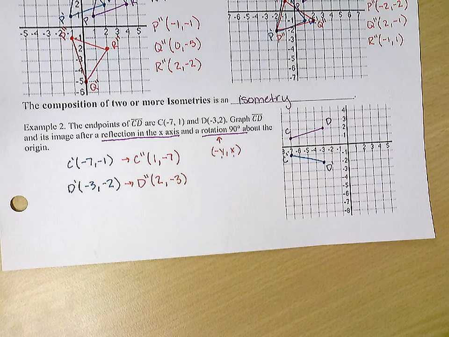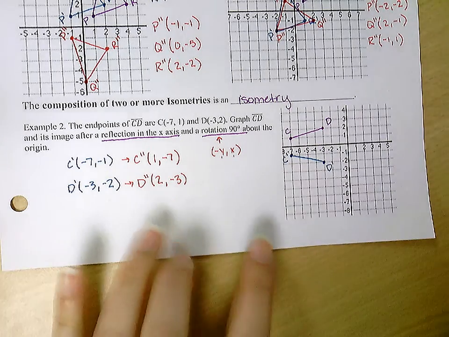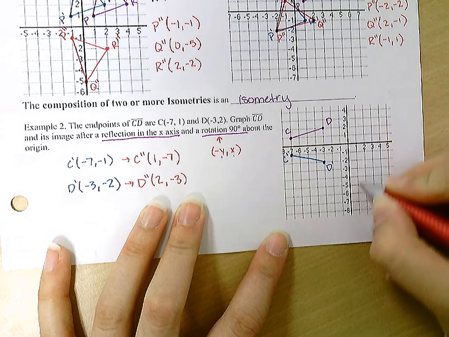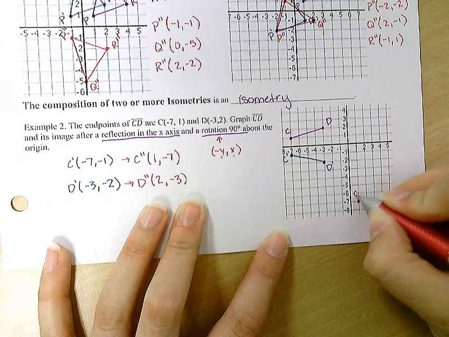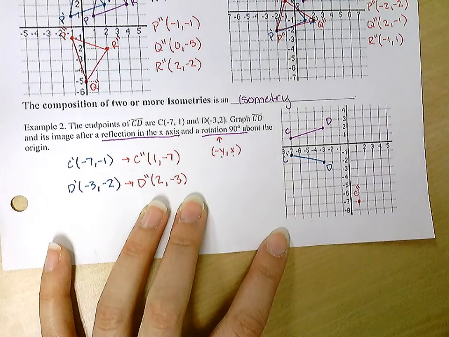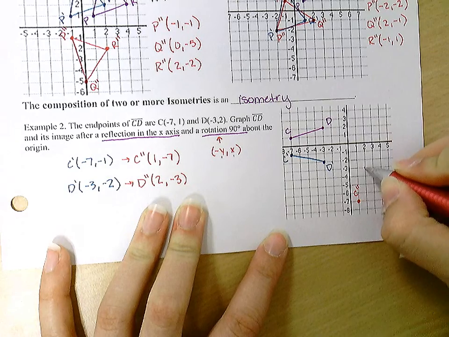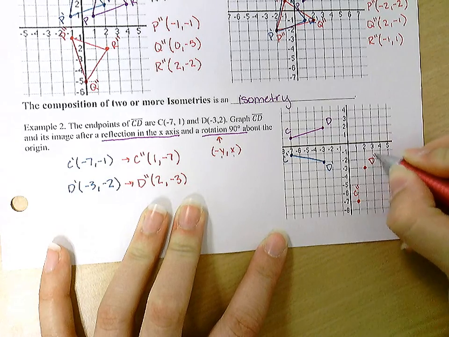Okay, so after I find those double prime coordinates, I can plot my points. So we're at +1, -7 for C double prime, and 2, -3 for D double prime.